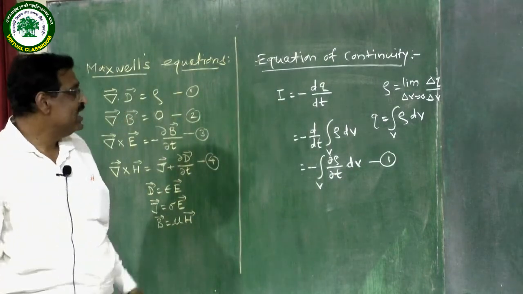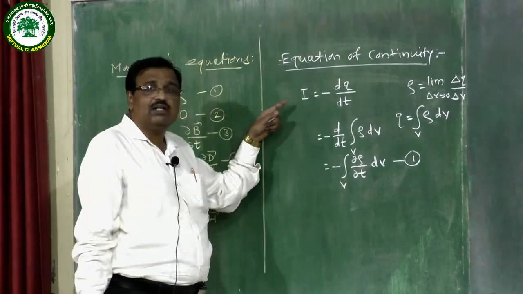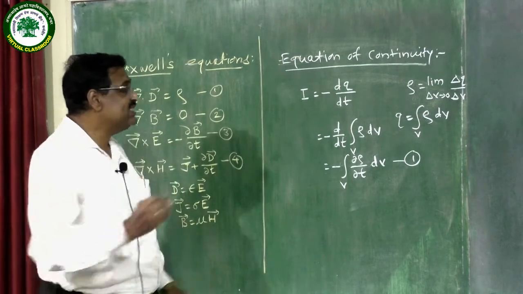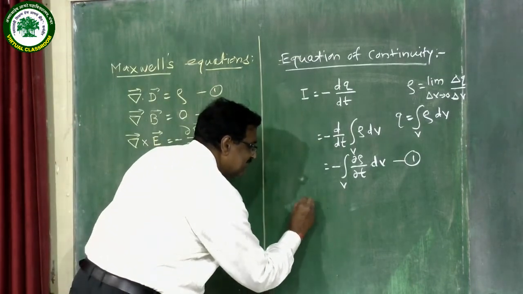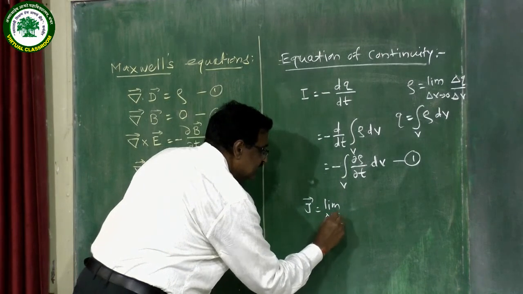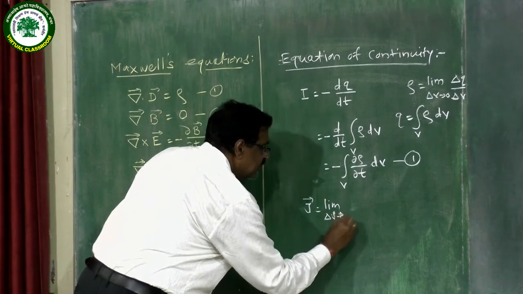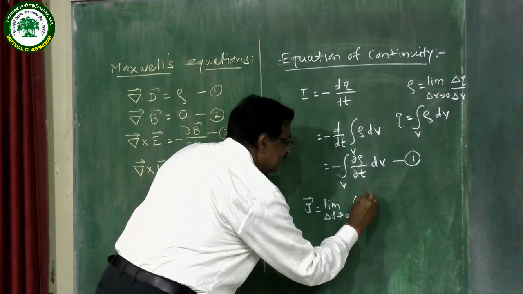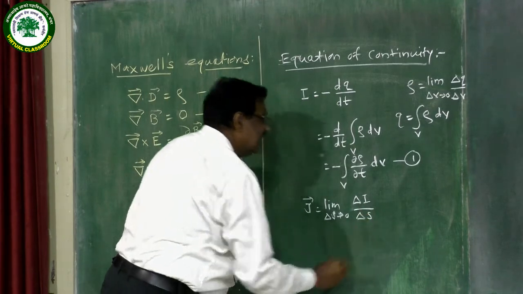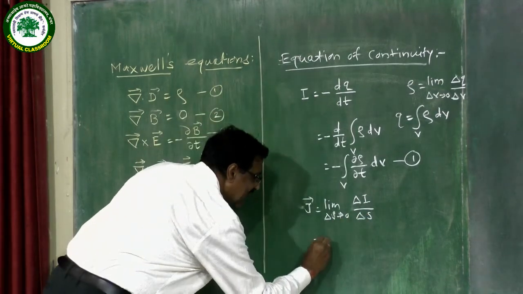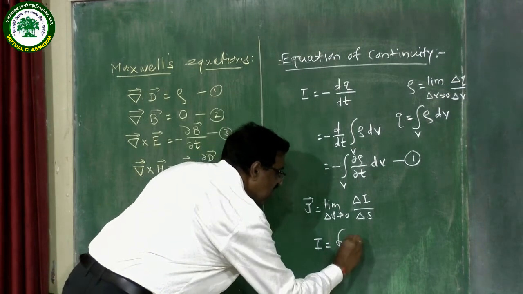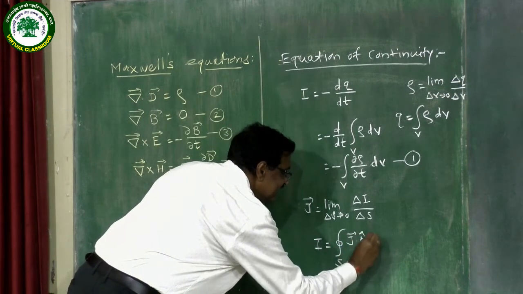Similarly, according to magnetostatic theory, we also define the current density, denoted by J, and it is given by the limit delta S tends to 0 of delta I upon delta S, from which we can easily calculate the value of I. I is equal to the integral over the closed surface S of vector J dot n dS.